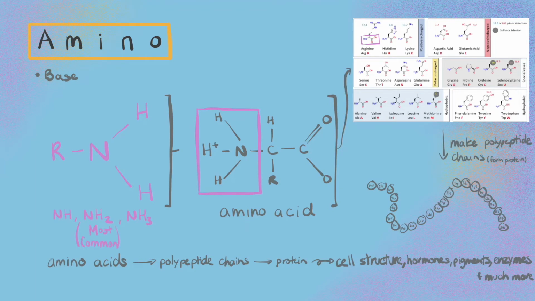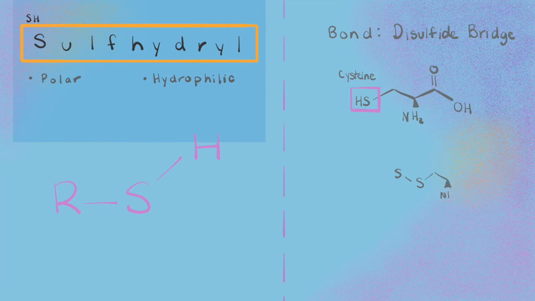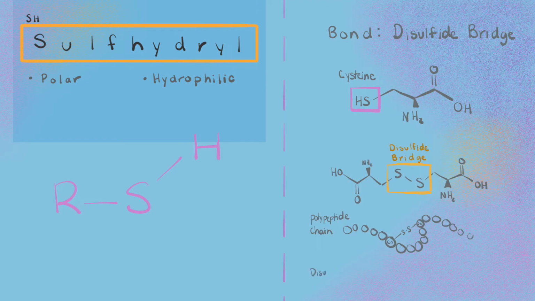A sulfhydryl group consists of sulfur bonded to hydrogen. 2 sulfhydryls could then form a strong intermolecular bond called a disulfide bridge. This bond is important for the production of some proteins as it causes proteins to fold when being made.